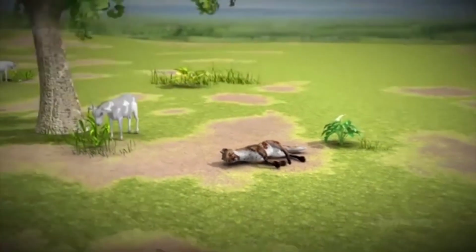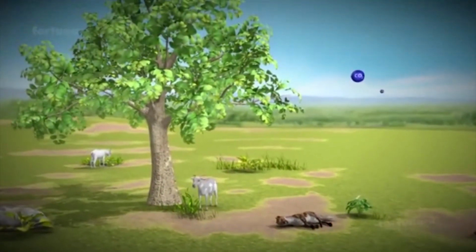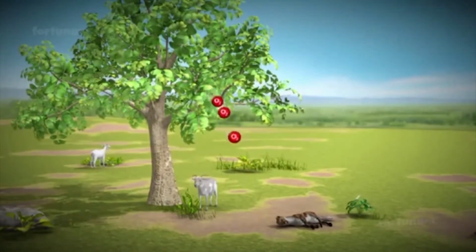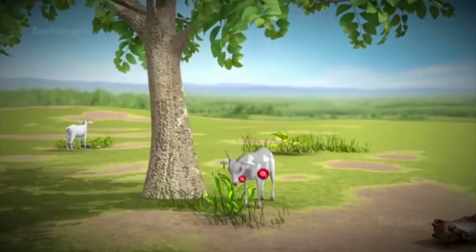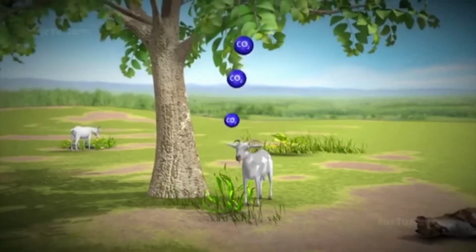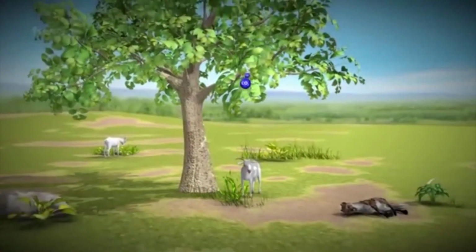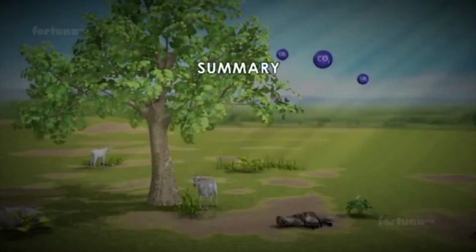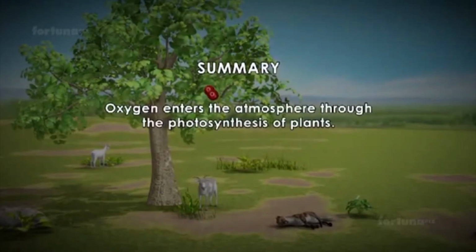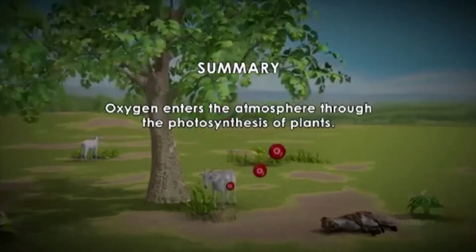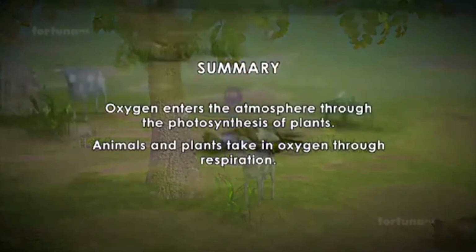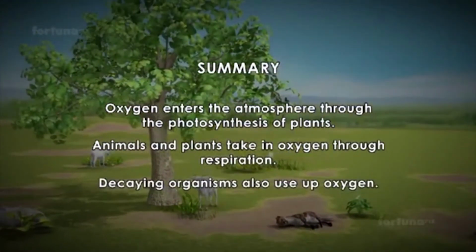Let's recap how oxygen is cycled in the atmosphere. The trees use sunlight and carbon dioxide to produce energy and release oxygen. The animals will breathe in oxygen and expel carbon dioxide. The trees use carbon dioxide again for photosynthesis and release oxygen. Summary: oxygen enters the atmosphere through the photosynthesis of plants. Animals and plants take in oxygen through respiration. Decaying organisms also use up oxygen.